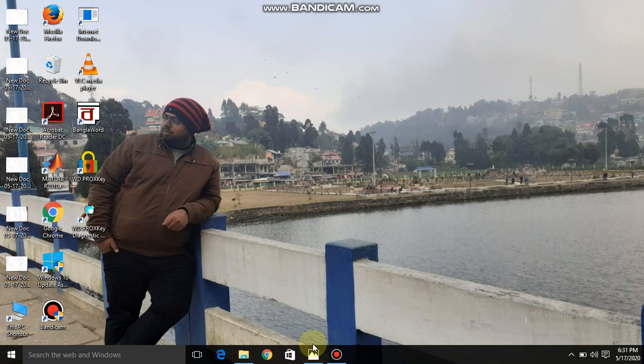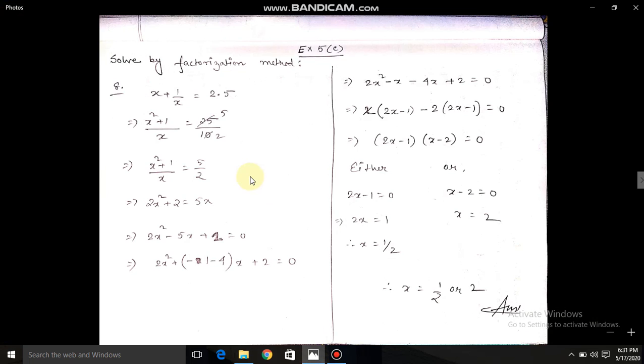Let us continue with exercise 5C. We will do question number 8. Question number 8 says solve by factorization method. In class 9 you have already learned about factorization method. So we will solve the quadratic equation by the method of factorization.